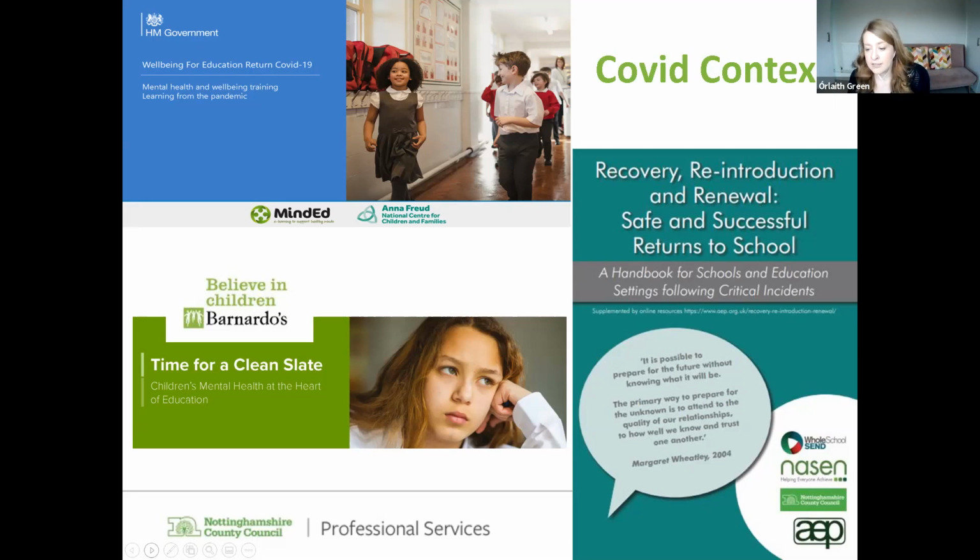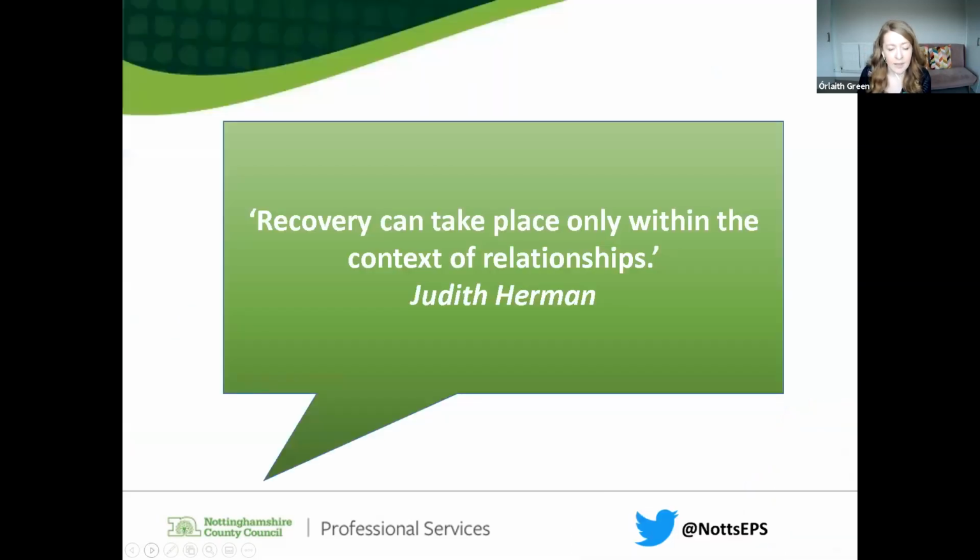And then in the Educational Psychology Service, we were also involved in writing this national handbook with the Association of Educational Psychologists, Recovery, Reintroduction and Renewal, based on 5 key principles of recovery, focusing on relationships. So really the importance of relationships was prominent in the COVID recovery. And let me know in the chat if you have any examples, if you recognised that in your school, what did you do to focus on recovery?